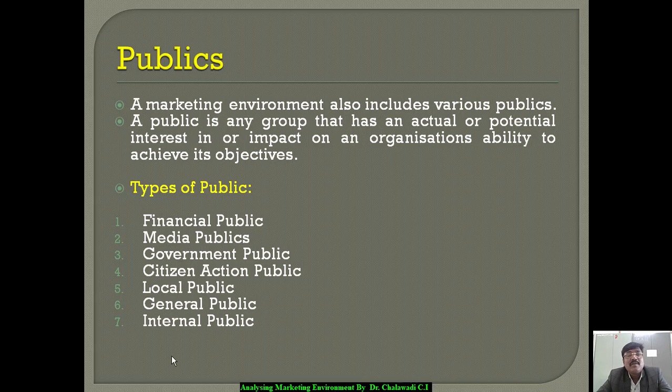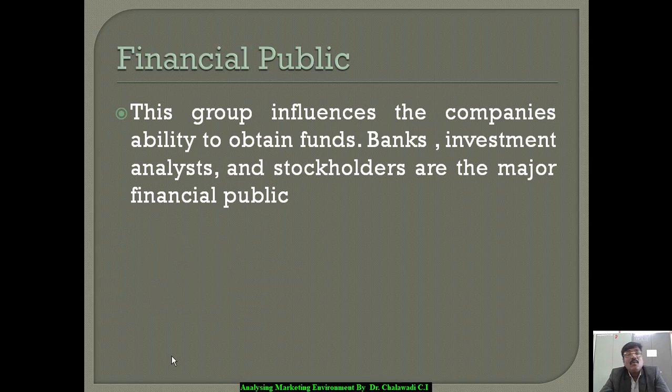Public may be divided into different types: financial public, media public, government public, citizen action public, local public, general public, and internal public. We should discuss financial public first. What is financial public? This group influences the company's ability to obtain funds. Yes, I need funds from different sources. I need finance. Finance is the lifeblood of the business organization.